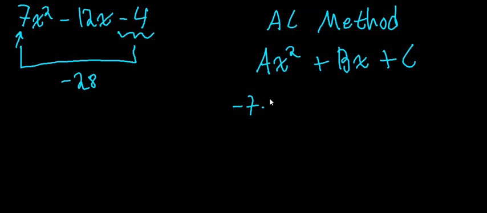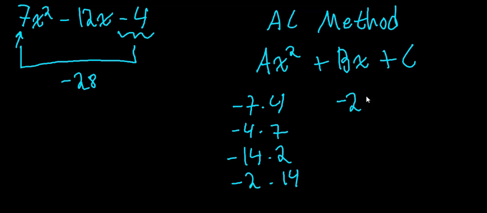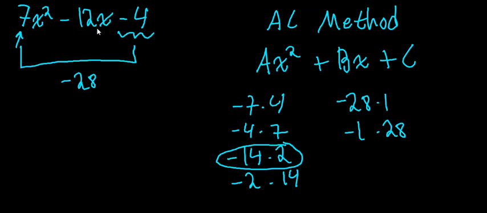We have negative 7 times 4. We have negative 4 times 7. We have negative 14 times 2. We have negative 2 times 14. We have negative 28 times 1. And we have negative 1 times 28. So which of these factors add up to negative 12? Well, check this out right here. Look at this. Negative 14 plus 2 is equal to negative 12.